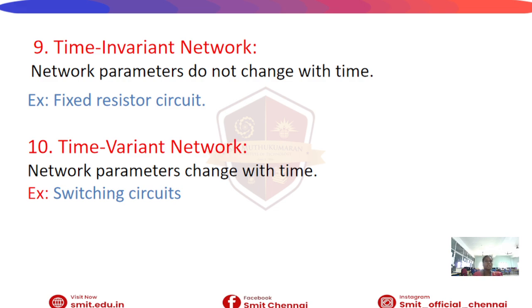Then time invariant network. The circuit parameters do not change with time. The example is a fixed resistor circuit. Next one is time variant network. In a time variant network, the circuit parameters change with time. The example is switching circuits.